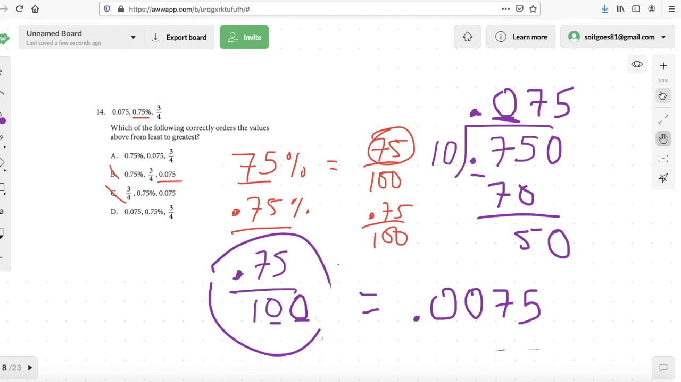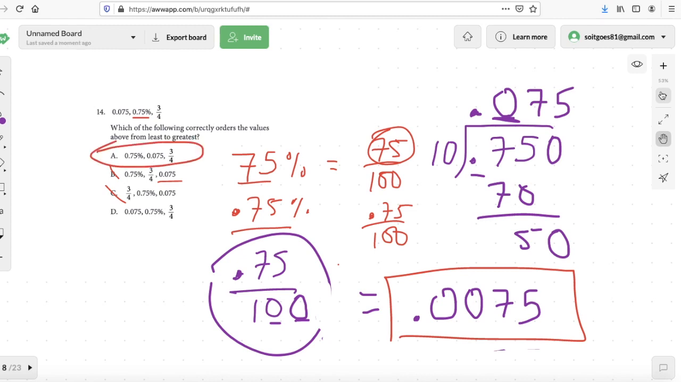I would say A. It is absolutely A, because we know that 0.75% is 0.0075, which is smaller than 0.075. So we can confirm it is indeed answer choice A. Any questions about that, Juliana?